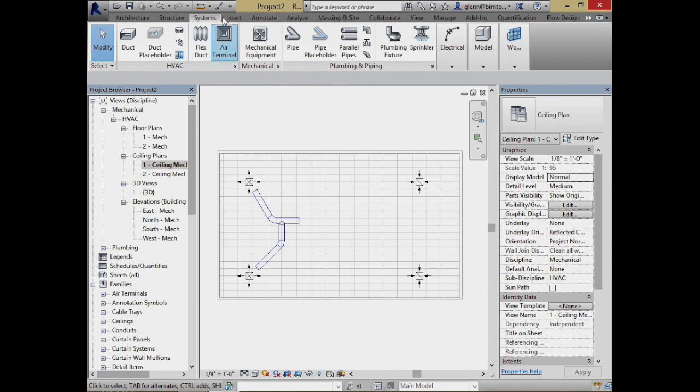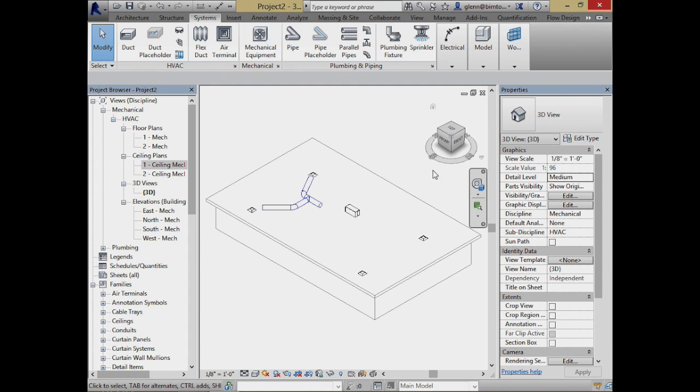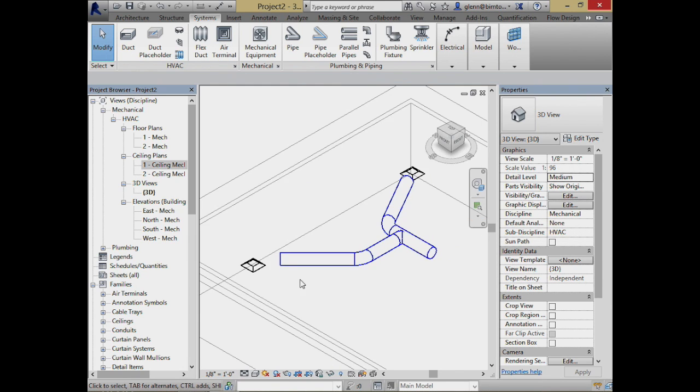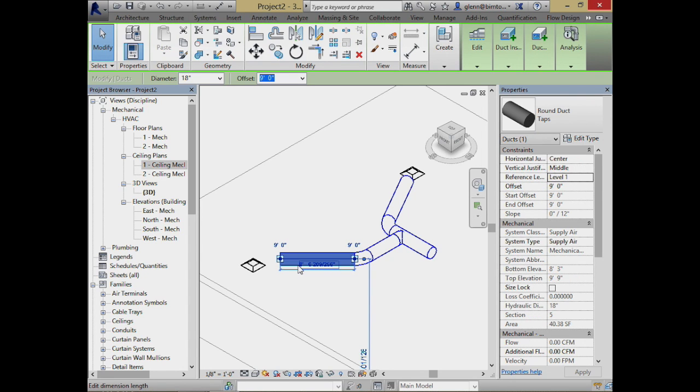Let's take a look at that in 3D. You'll see I got this kind of round ducting system. It's looking not too awfully bad. What I'm going to do is a little bit of connecting. What I want to do is really start to create a system out of this whole thing. So what can we do?